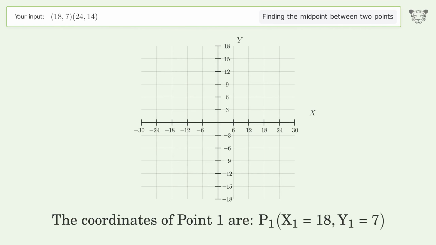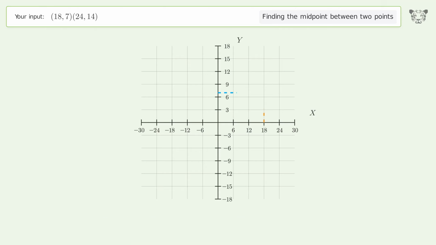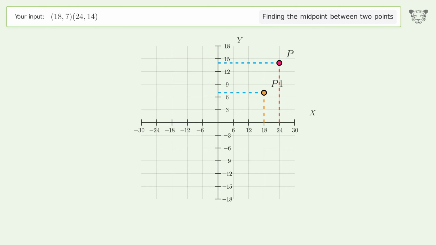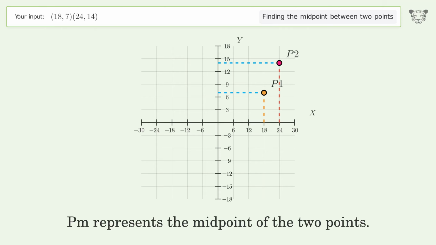The coordinates of point 1 are, x1 equals 18, y1 equals 7. The coordinates of point 2 are, x2 equals 24, y2 equals 14. PM represents the midpoint of the 2 points.